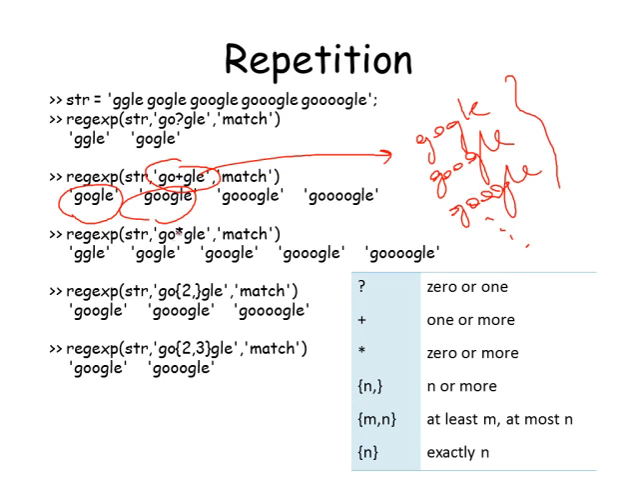Next example is using a star, and that says match 0 or more of the preceding character. So it'll match G followed by 0 or more O's followed by GLE, and then it'll do the rest of it. So in addition to what you have with a plus sign, you also get this additional one.